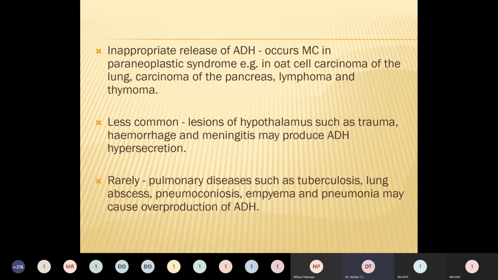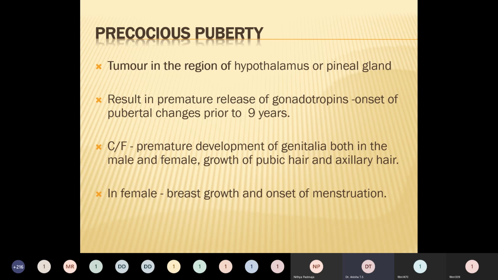There's no problem with the pituitary, but there is no negative or positive stimulation from the hypothalamus, because of which this pituitary continuously secretes more and more hormones. It can also, rarely, be caused by pulmonary diseases such as tuberculosis and lung abscess, which can cause overproduction of antidiuretic hormone.